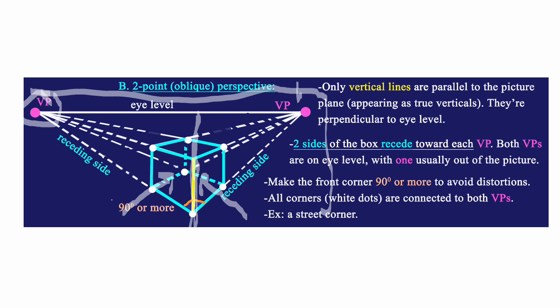And this front corner down here should be more than 90 degrees. Otherwise, the box will look distorted. An example of this would be a street corner.